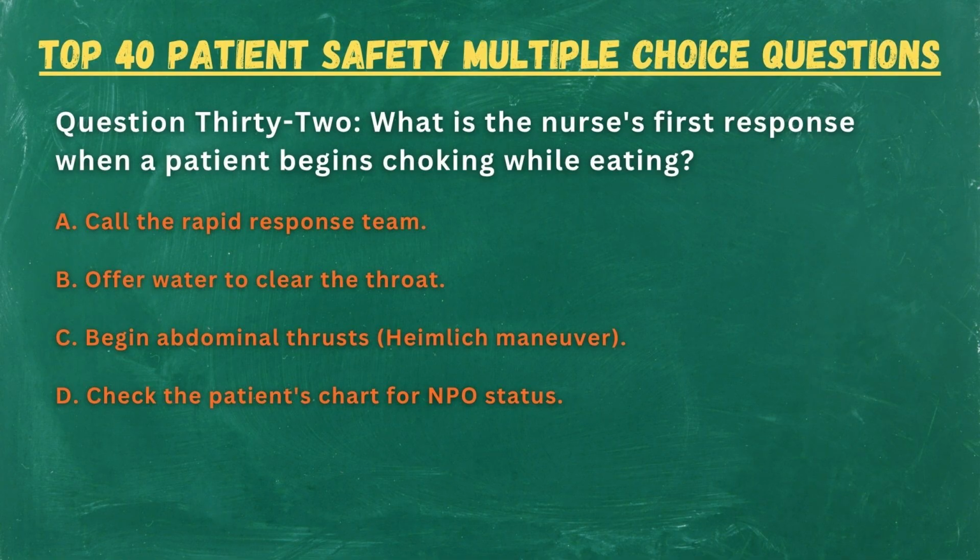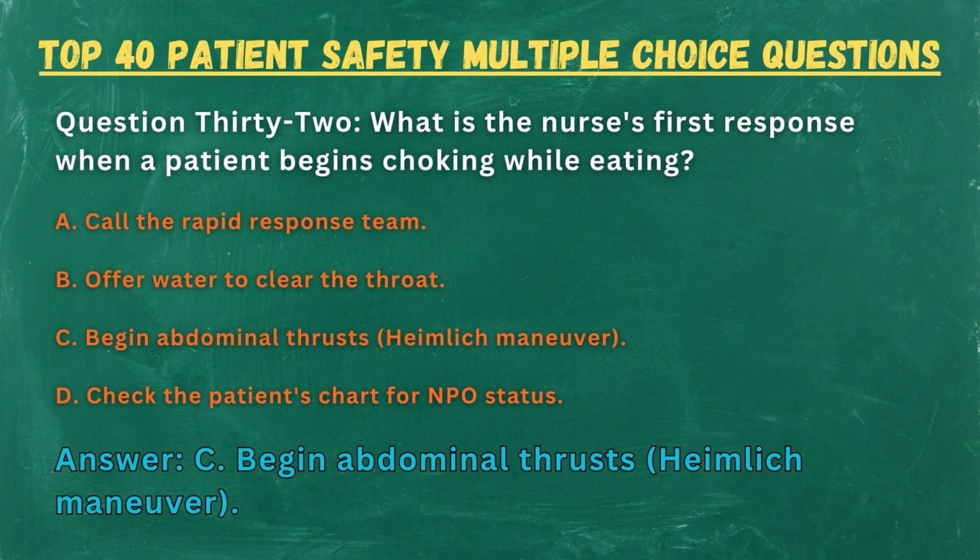Question 32. What is the nurse's first response when a patient begins choking while eating? A. Call the rapid response team. B. Offer water to clear the throat. C. Begin abdominal thrusts, Heimlich maneuver. D. Check the patient's chart for NPO status. Answer: C. Begin abdominal thrusts, Heimlich maneuver.